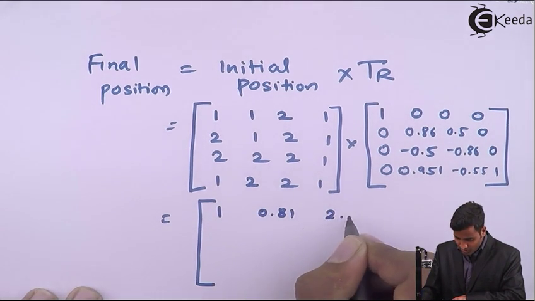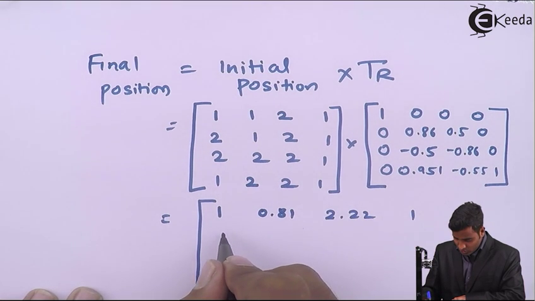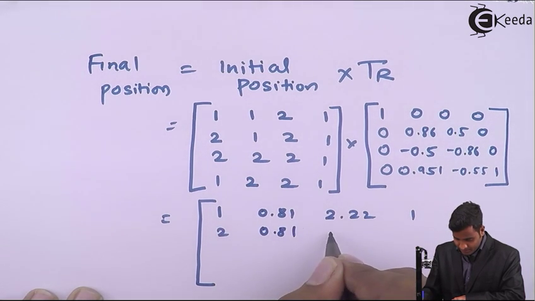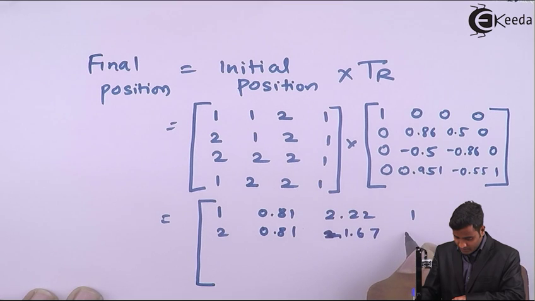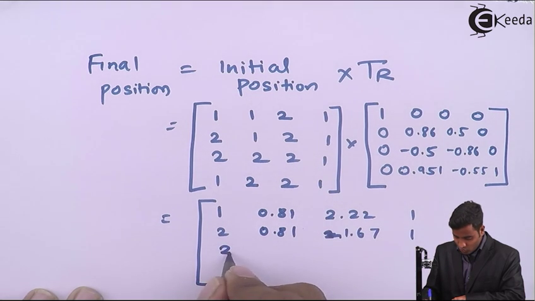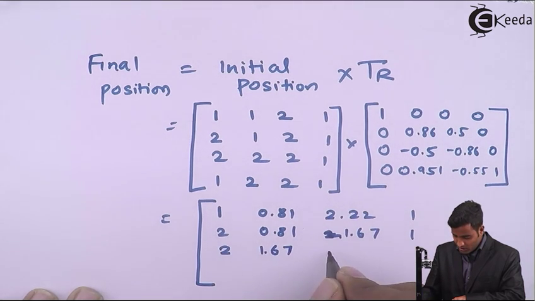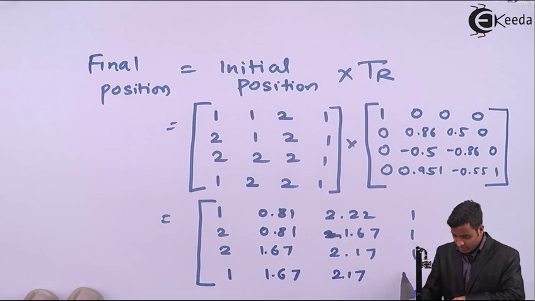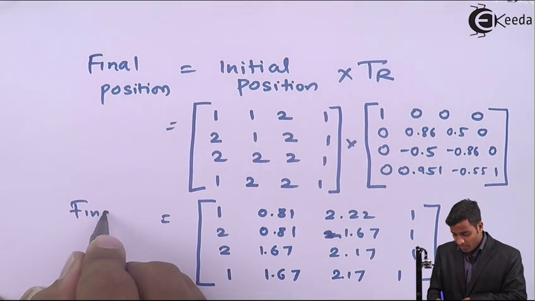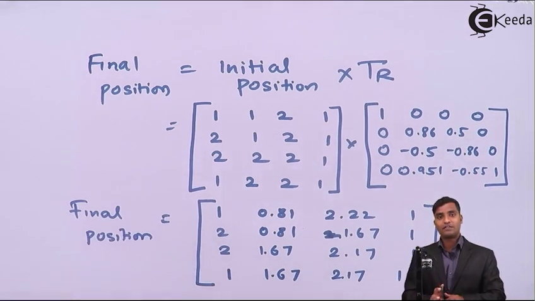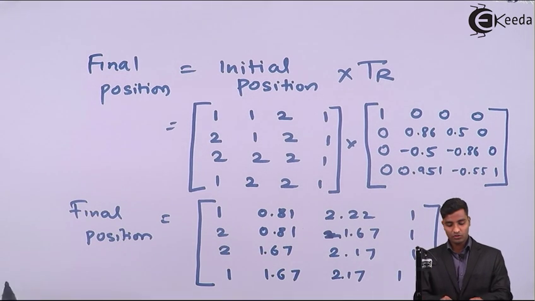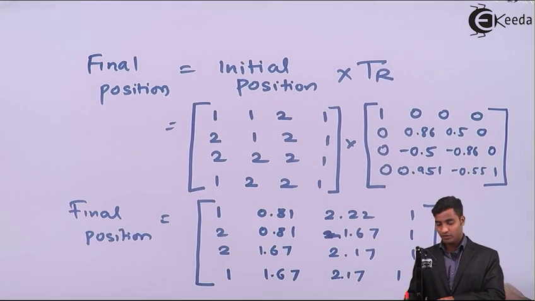1.81, 2.221, 2.81, 1.67 1 2 1.67, 2.17 1 1 1.67, 2.17 1. So this is the final position of the region. So this is the solution for the problem.